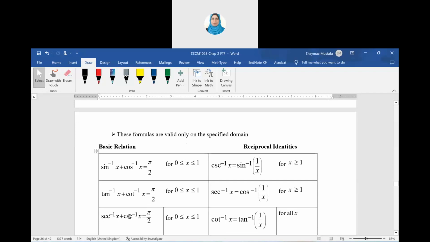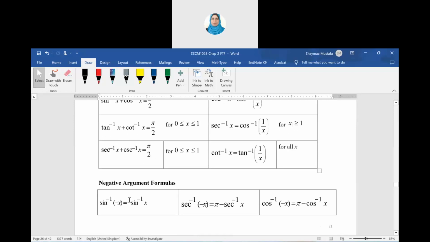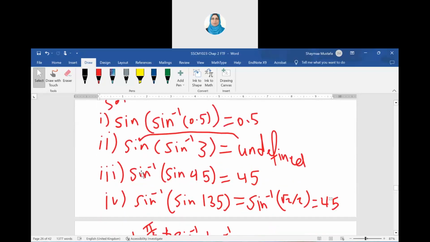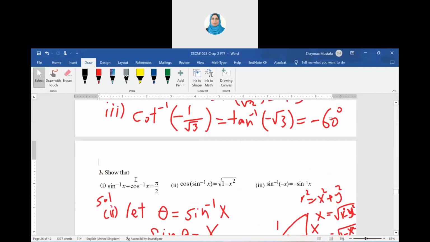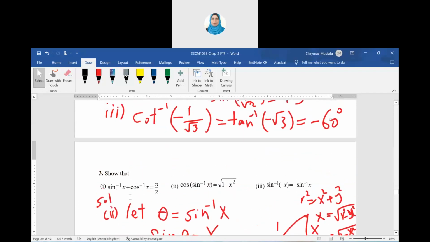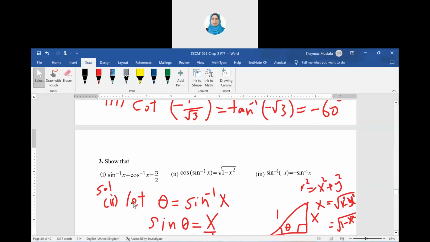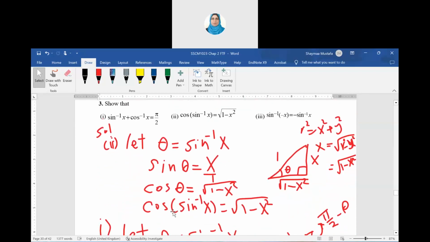Also this one, sec inverse x plus cosec inverse x equal to pi over 2. So try at home, do these two. Same proof, but instead of sine and cosine, tan and cot. Try at home to check if you understand that sine inverse plus cos inverse equals pi over 2. If you understand the proof of this, you can prove tan inverse plus cot inverse is equal to pi over 2.